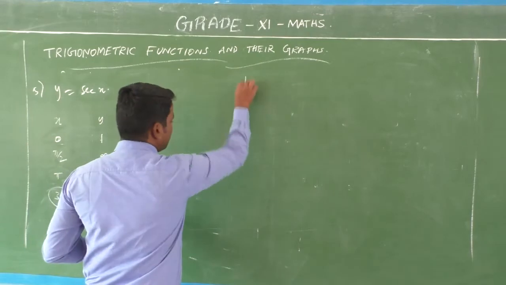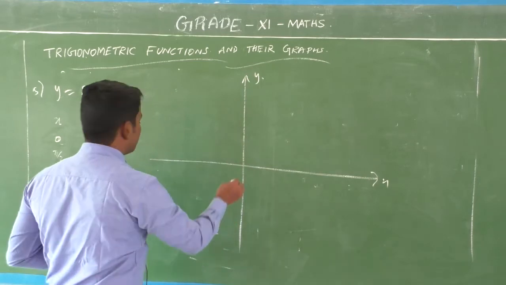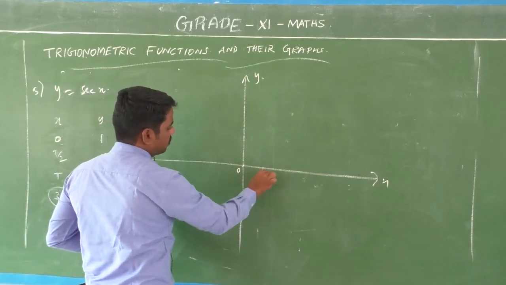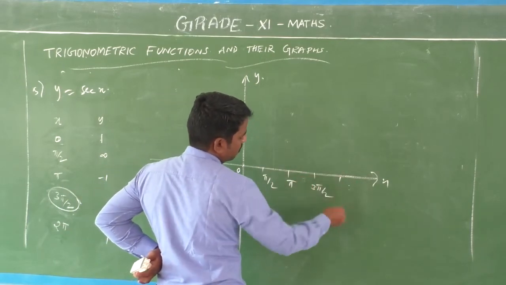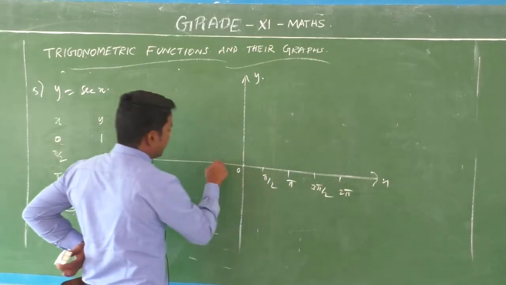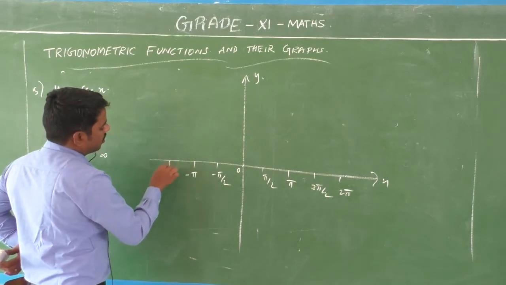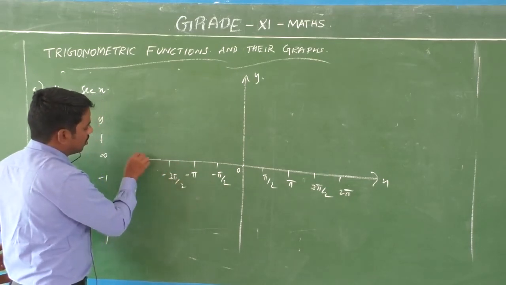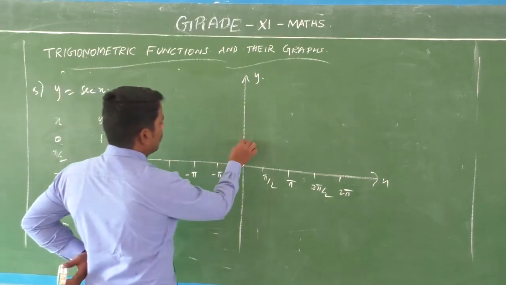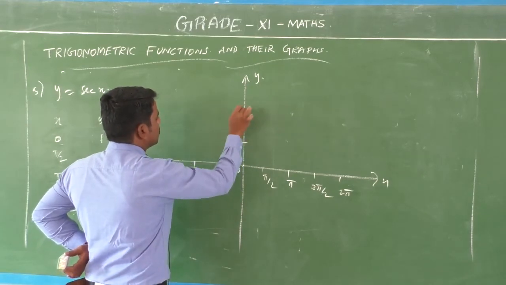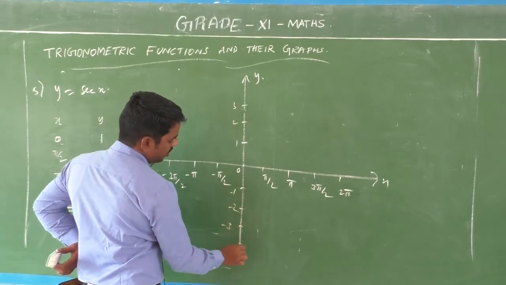First of all, let's draw the x axis and y axis. Mark 0, pi by 2, pi, 3 pi by 2, 2 pi, and on the negative side minus pi by 2, minus pi, minus 3 pi by 2, and minus 2 pi. On the y axis, mark 1, 2, 3, and so on, and minus 1, minus 2, minus 3, and minus 4.